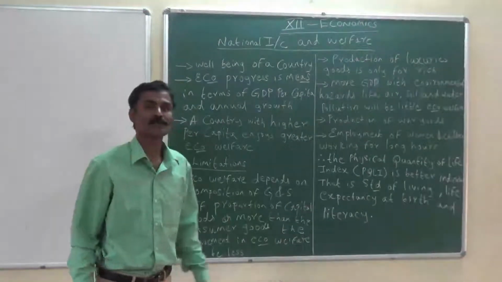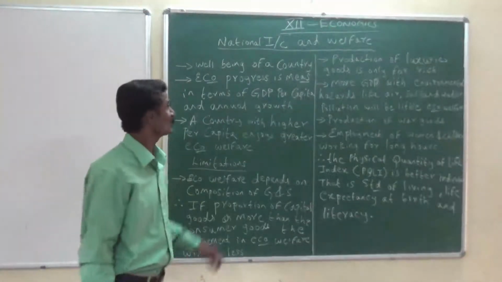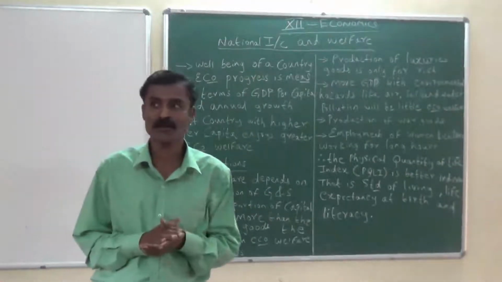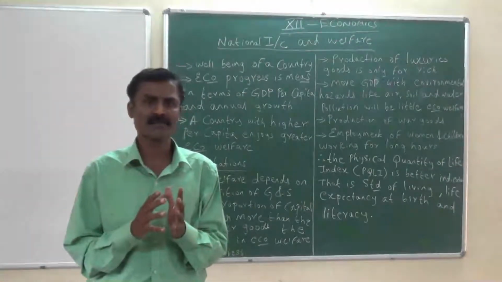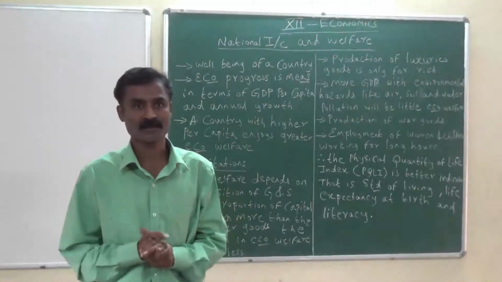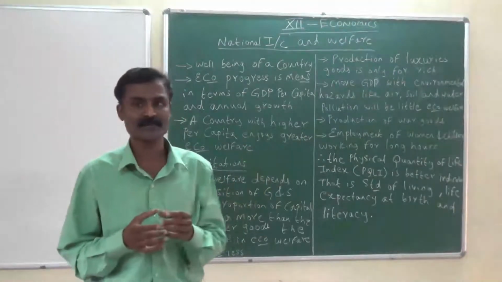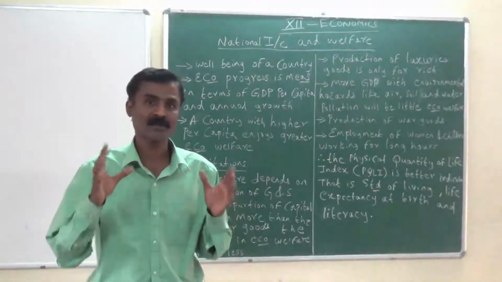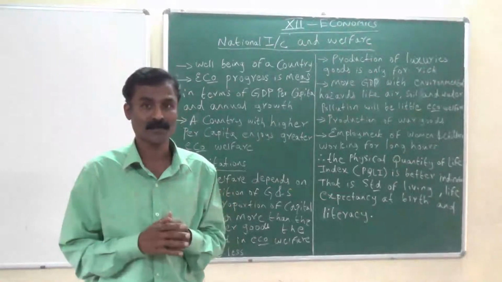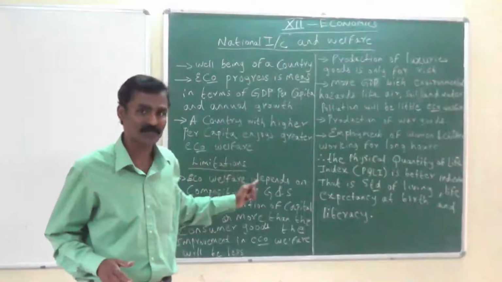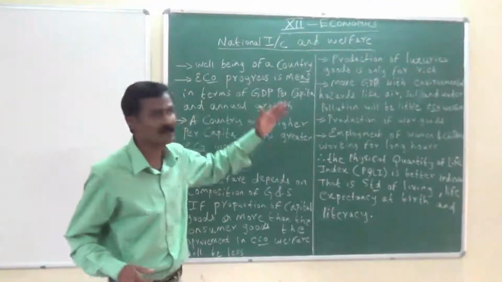Okay students, now we come to the last part of the second chapter, that is national income and welfare. Here in this particular topic it says that every country with a greater GDP enjoys a greater welfare of that particular country. But it also says that not every country with greater GDP enjoys the well-being of that country, because there are certain social constraints or limitations.